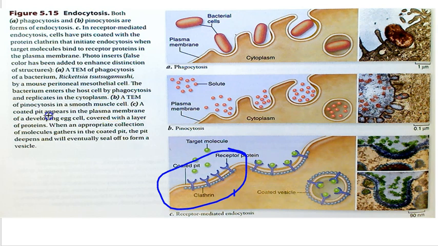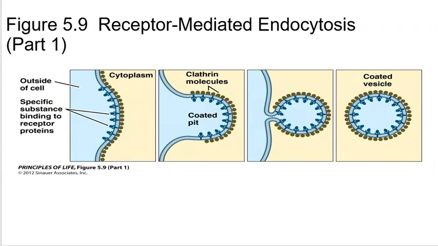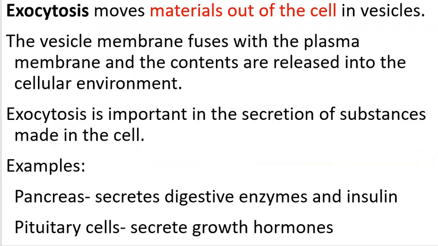Okay, so an example here is a coated pit that appears in the plasma membrane of a developing egg cell, covered with layers of protein. So here you can see receptor-mediated endocytosis, all of it bringing stuff into the cell. Okay, and here's just another example. Exocytosis is materials leaving the cell in vesicles. Exocytosis is important for the secretion of substances that are made in the cell.